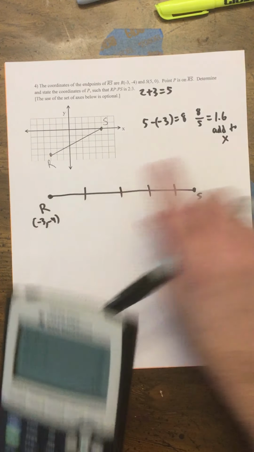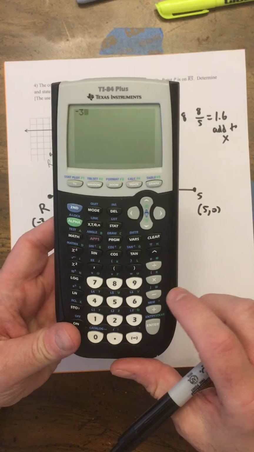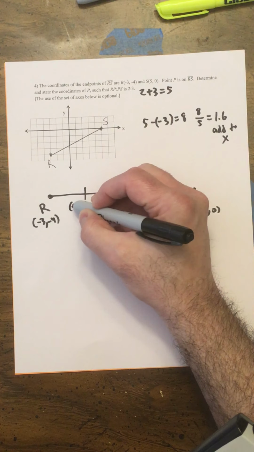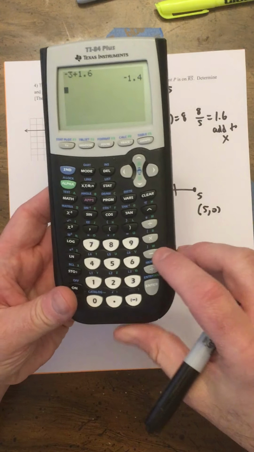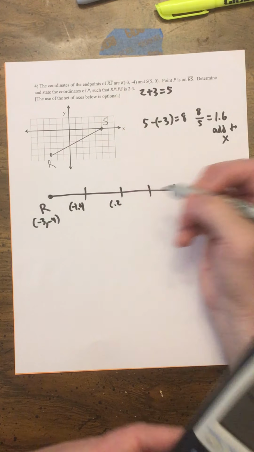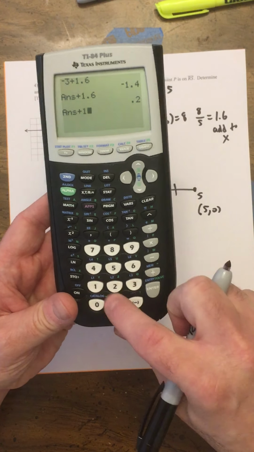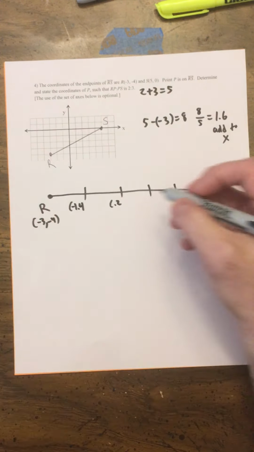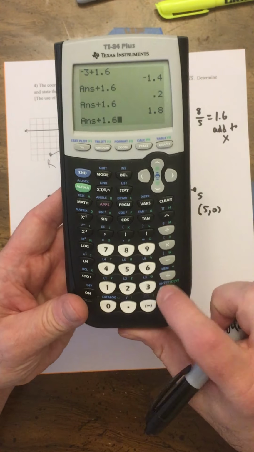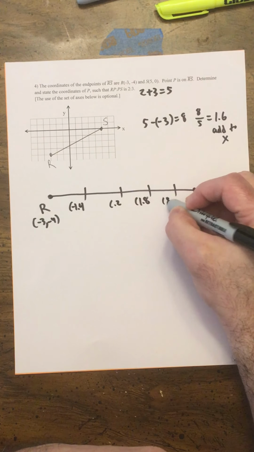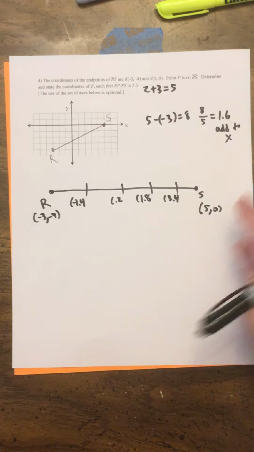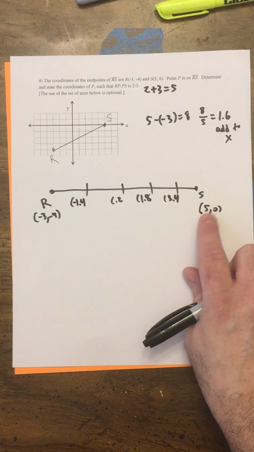So how are we going to do this? Starting at -3, we're going to add 1.6, which gets us -1.4. Add another 1.6 to that, 0.2. The next one is going to be 0.2. Add another 1.6 to that. That gets us to 1.8. Add another 1.6 to that. That gets us to 3.4. And then if we add another 1.6 to that, you'll see you get to 5, which is exactly where we wanted to be when we get to S.